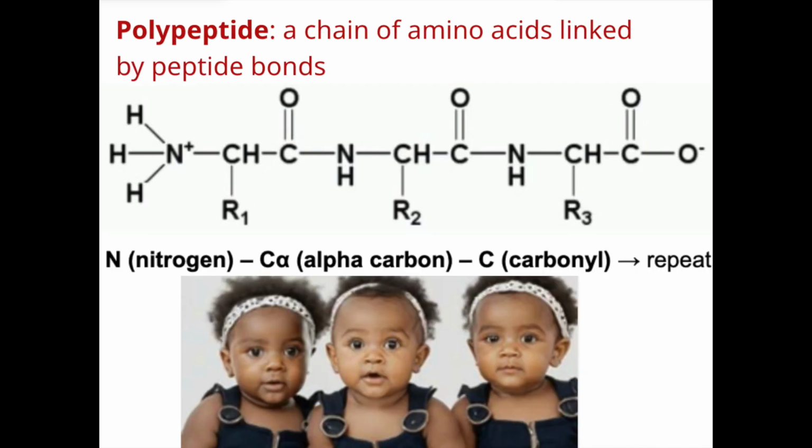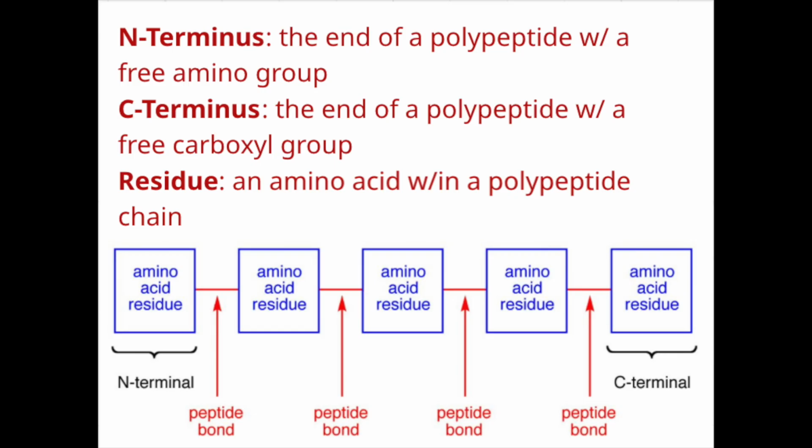Stack more amino acids, and you get a polypeptide chain. A polypeptide is literally just a chain of amino acids linked by peptide bonds. Zoom in, and you'll see a repeating pattern. Nitrogen linked to the alpha carbon, linked to the carbonyl, and it repeats. The amino acid chain always starts at the N-terminus, the amino end, and ends at the C-terminus, the carboxyl end. If you're wondering what residue means, it's just an amino acid within the polypeptide chain.